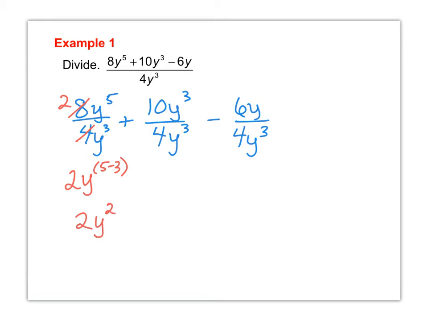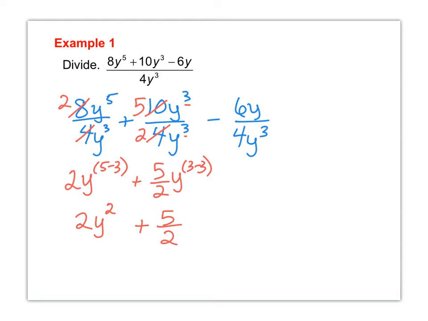And the second term, 4 does not go into 10, but we can simplify it. 2 goes into both of those. 10 over 4 can be reduced because they're both divisible by 2. So 2 goes into 4 2 times, and 2 goes into 10 5 times. So the fraction can be written as 5 over 2. The y to the 3rd in the numerator and a y to the 3rd in the denominator, that's the same thing as y to the 3 minus 3. Y to the 0 power is 1, so we can write this second term as 5 over 2.